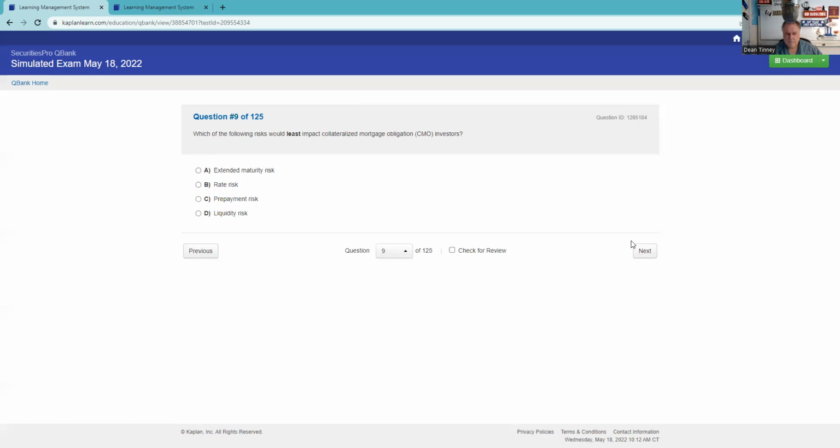Liquidity risk. Yeah, I'm not sure what they mean by least impact here. I think I'm stuck between B and D. I'm trying to decide whether I want to say that it's a thinly traded market as compared to other things. So I'm stuck between whether I want to pick rate risk or liquidity risk. I'm going to say liquidity risk just because rate risk, I think, would mean the mortgages are changing. I might miss that one. We'll see.